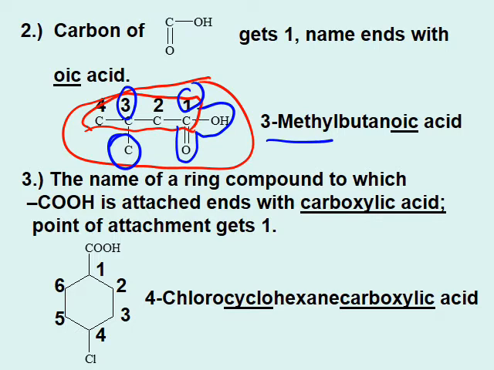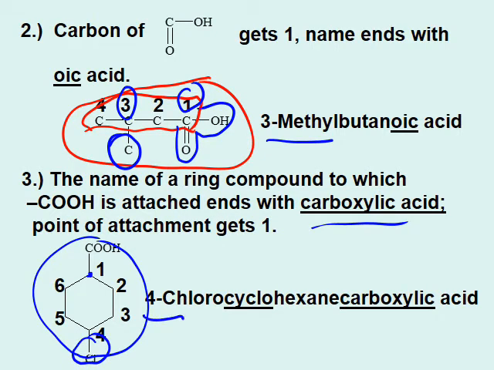When it's a ring compound having a carboxylic group attached, then the naming would end with carboxylic acid. For example, this compound, you see, again, this particular carbon in the ring gets 1 because it attaches to the carboxylic group, COOH. And at the fourth location, there is a chlorine, so that's why I say 4-chloro cyclohexane. So this is cyclohexane carboxylic acid for this.